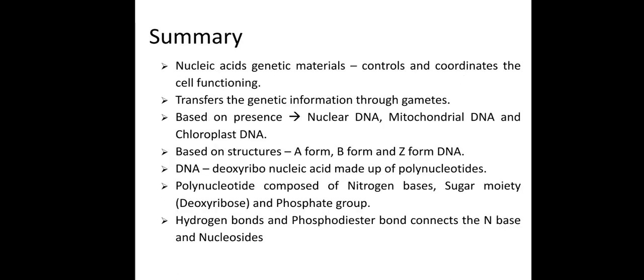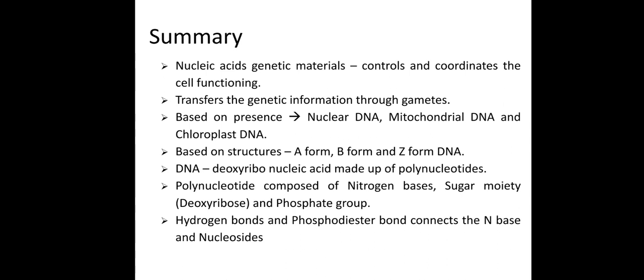Okay, so that's about the chemical nature of the DNA. We have not studied the structure of DNA. It is only the chemical nature of the DNA. So in this class we have seen the nucleic acid as a genetic material. Okay, and we also now know that the genetic information is passed in the form of the DNA molecule itself. There are two types of DNA, nuclear and non-nuclear DNA, based on the location, and based on the structure there are A, B, Z DNA, C DNA, and E DNA also.